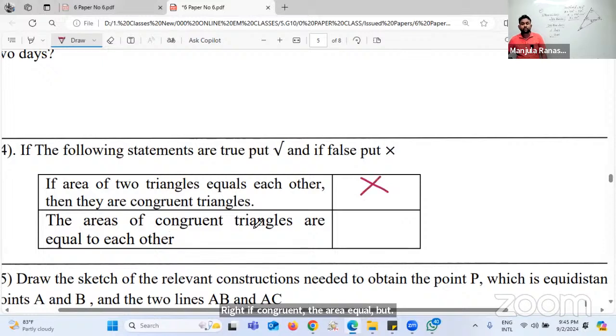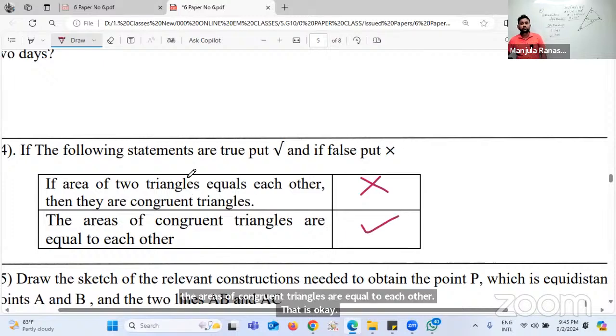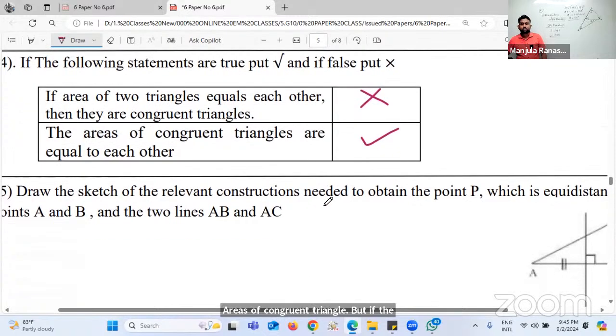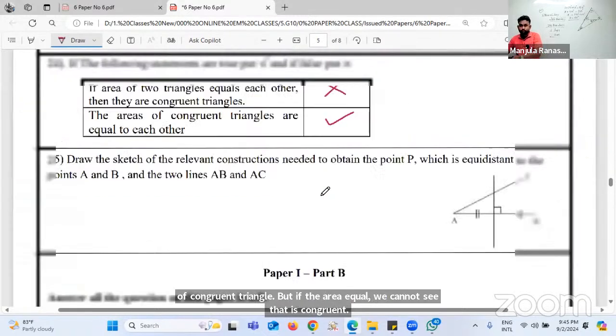Okay, the areas of congruent triangles are equal to each other. That is okay. Areas of congruent triangles are equal, but if the areas are equal, we cannot say they are congruent. Okay, then the last question.